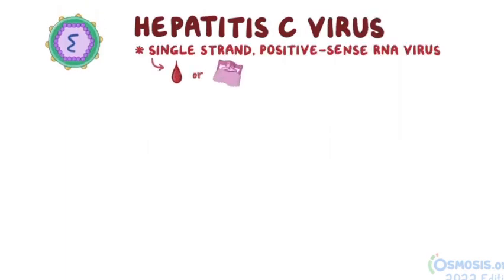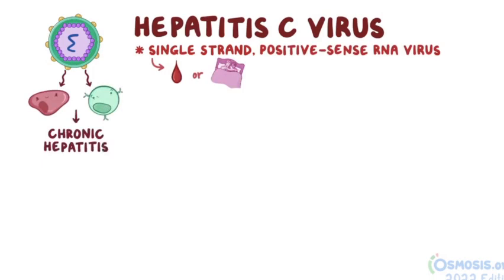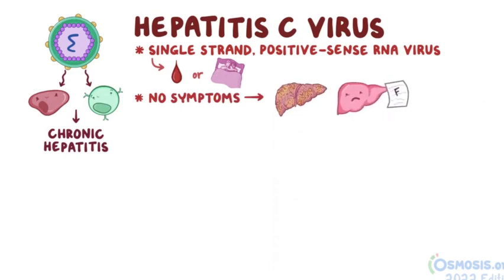Alright, as a quick recap, hepatitis C virus is a single-strand positive-sense RNA virus transmitted through blood or sexual contact. It infects hepatocytes and B lymphocytes, and usually causes chronic hepatitis. There usually aren't symptoms of hepatitis, but it can progress to cirrhosis and liver failure after many years. And it also greatly increases the risk of developing hepatocellular carcinoma.